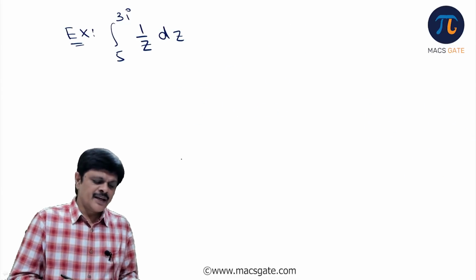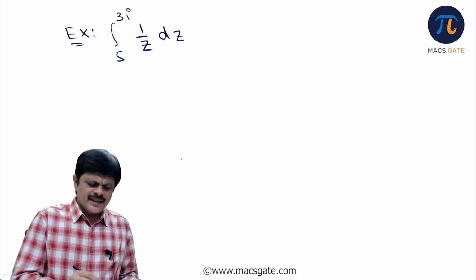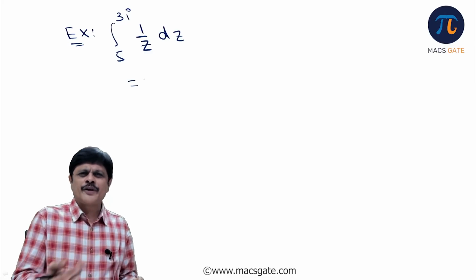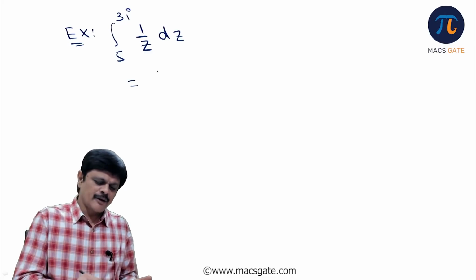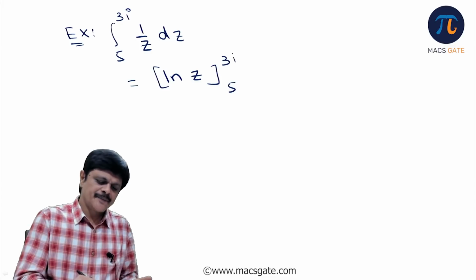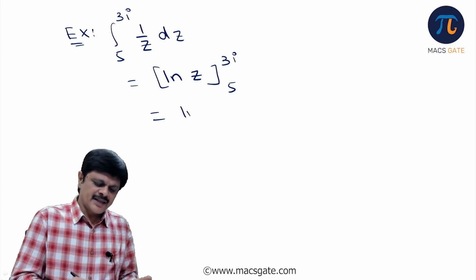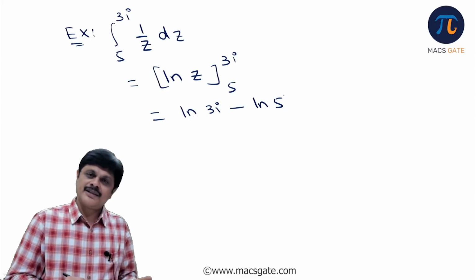Next question, integral of 1 by z. See, the integrals are similar to those of your real functions, so we can use that idea. 1 by z integral is log z, with limits from 5 to 3. So this can be written as log upper limit minus log lower limit.